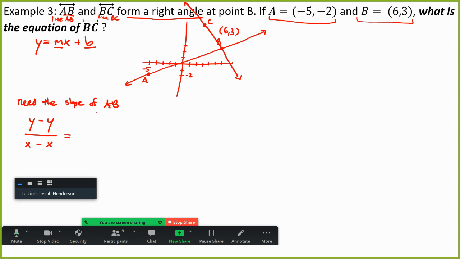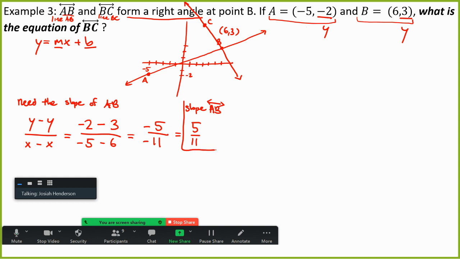So slope, let's do -2, that's y, minus 3. -2 minus 3, the two y numbers from above, over -5 minus 6. Okay, yikes. So -2 minus 3, that's down 2, and then you go down 3 more, right? So -5. -5 minus 6 will be -11. 5 over 11 doesn't simplify, but negative over negative does to positive 5/11. So the slope of AB is 5 over 11.